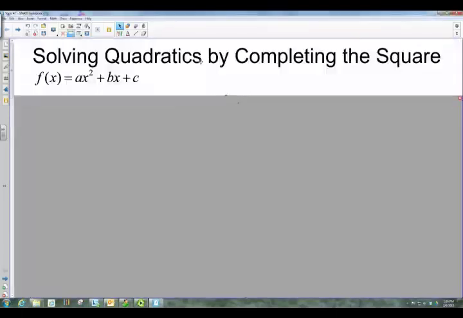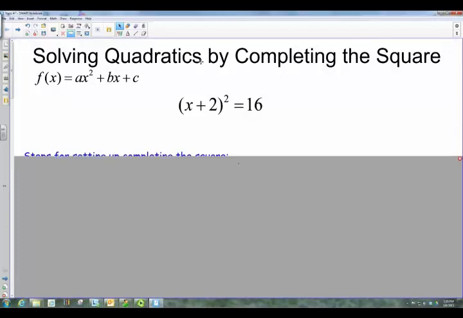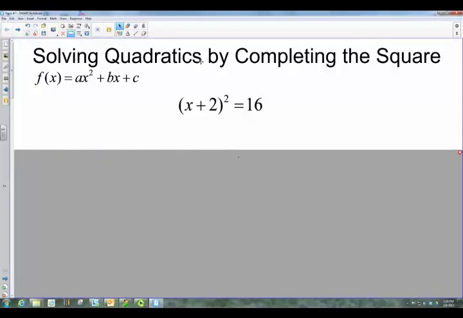Alright, welcome back everyone. Today we're going to look at quadratics and we're going to learn how to solve them by completing the square. Now remember, in the last section we solved these by graphing and looked at the places where it crossed the x-axis, and that was our solutions. Well, this is another option for that.